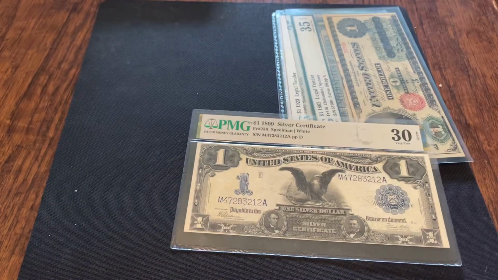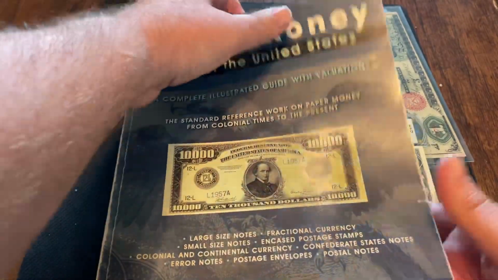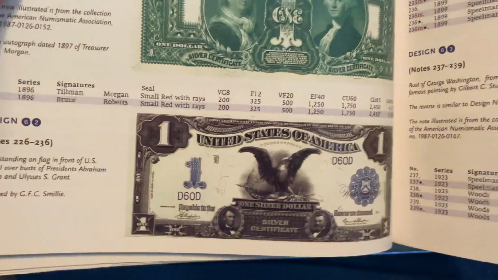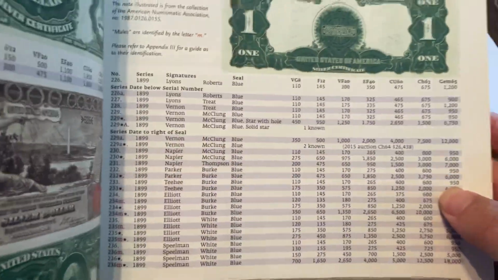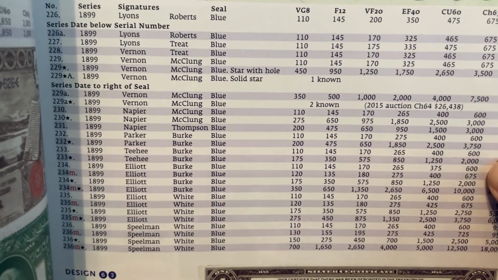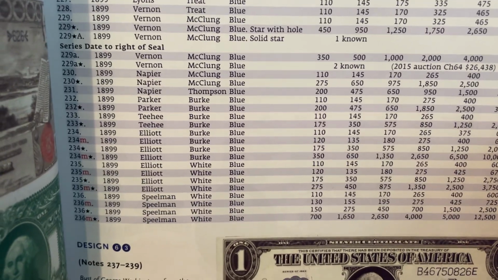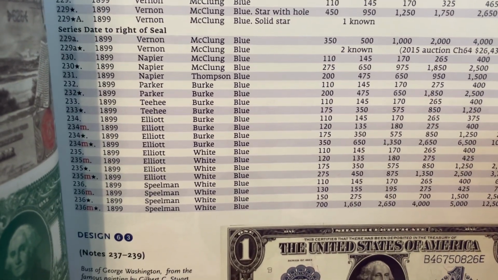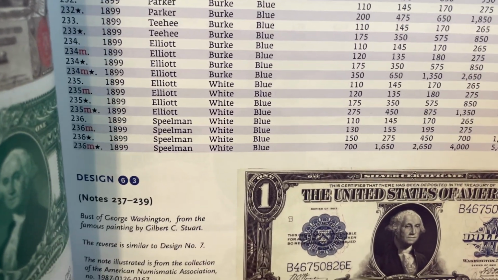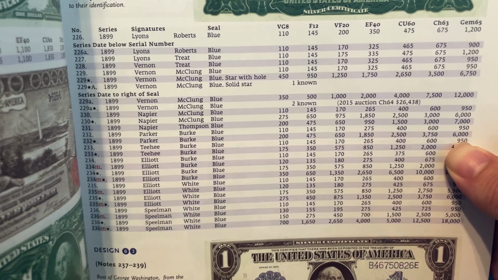Let me show you. I'll bust out the big book, and here we go. There is the Black Eagle. There's the back, and look. There's Lyons and Roberts, Lyons and Treat, Vernon and Treat, Vernon McClung, Napier McClung, Napier Thompson, Parker Burke, Teehee and Burke, Elliott and Burke, Elliott and White, and finally Speelman and White. Those are all different signature combinations for a Black Eagle.